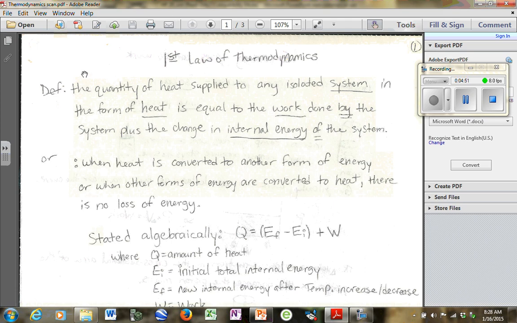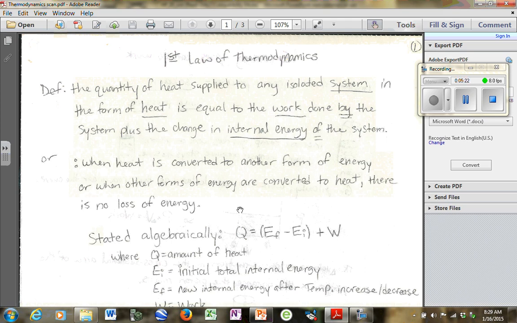So here's a couple of definitions for thermodynamics, and you can pause and copy this stuff down because I'm going to read really fast. The quantity of heat supplied to any isolated system, you know that word now, in the form of heat is equal to the work done by the system plus the change in internal energy of the system. You can see that down here in the formula. Q is heat. Right here we've got the change in internal energy, and here plus W, there's our work.